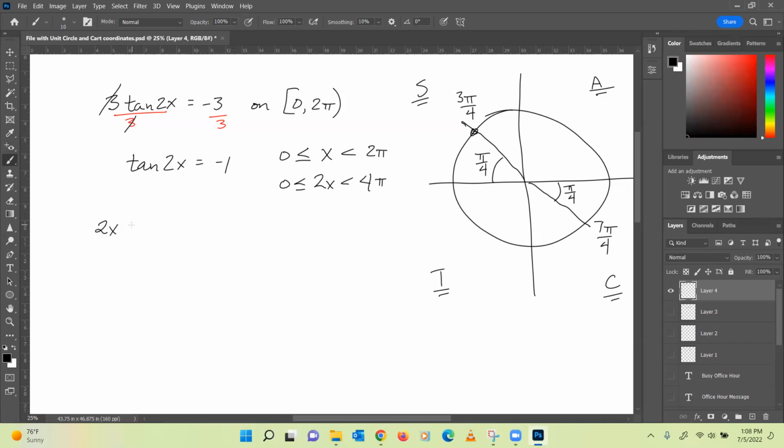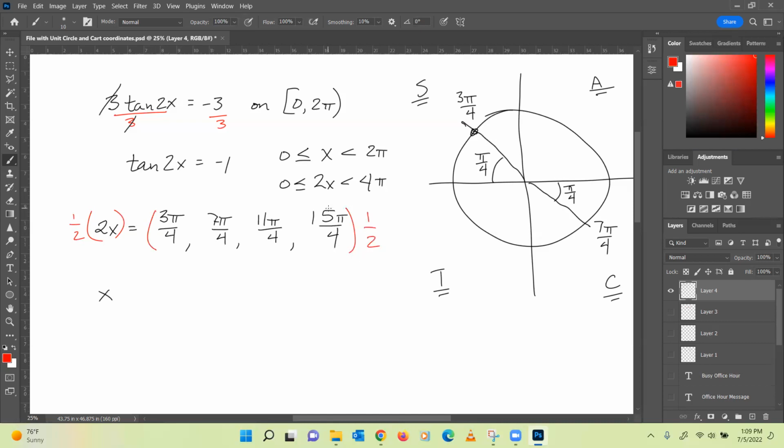So 2x would equal 3 pi/4, 7 pi/4. Now we have to go around the circle one more time. So we're going to add another pi to it. So 11 pi/4, and add another pi to that, and we get 15 pi/4. So all of those would equal 2x. Well, I just need x. To get x, I multiply both sides by 1/2 or divide by 2.